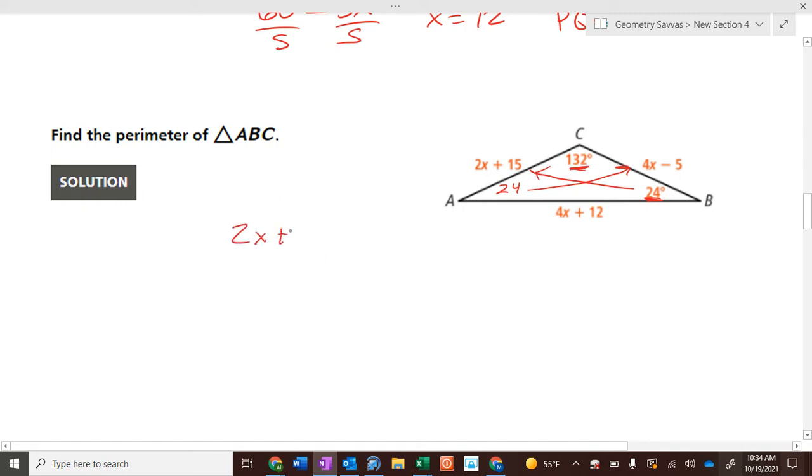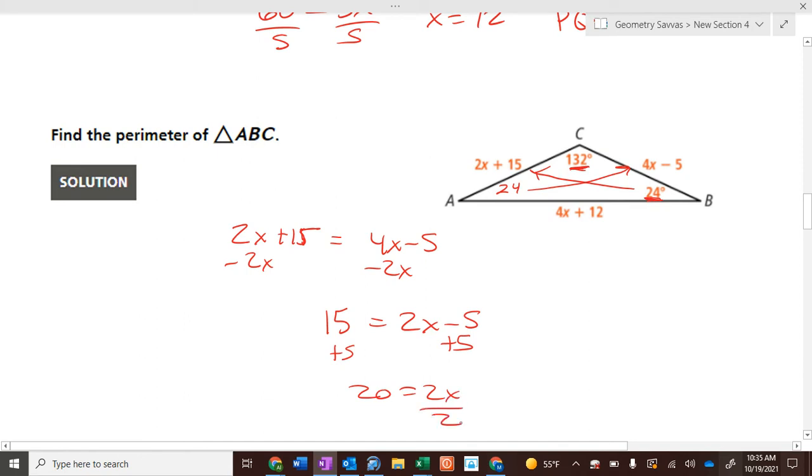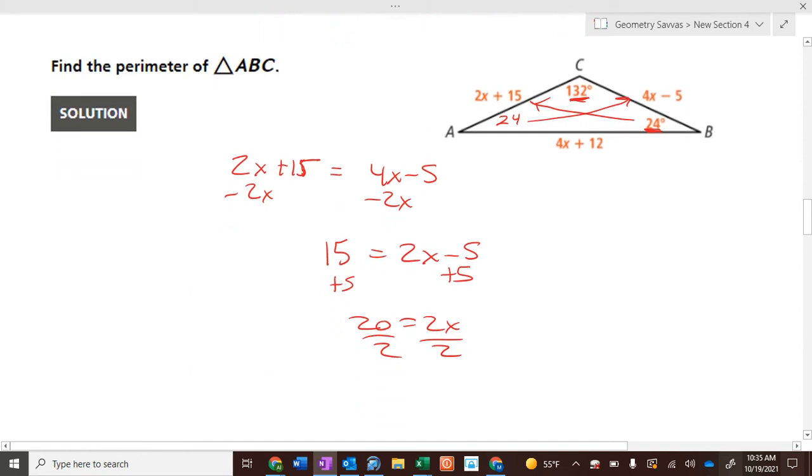So 2x plus 15 is equal to 4x minus 5. What do we move first? Subtract 2x. So 15 is equal to 2x minus 5. Then what do we do? Add 5. So 20 equals 2x. Divide by 2. X equals 10. Once we get x equals 10, life is easy.